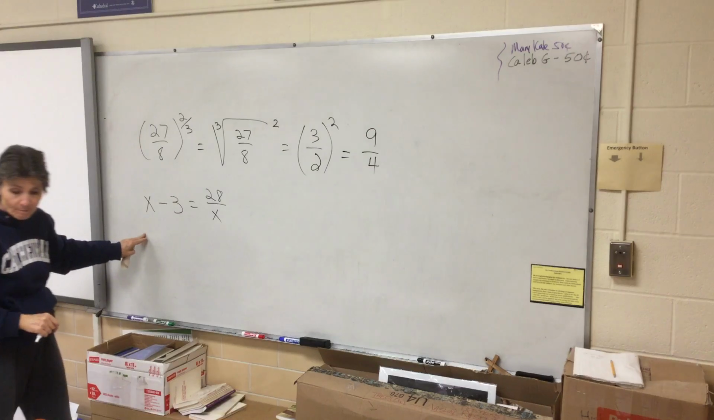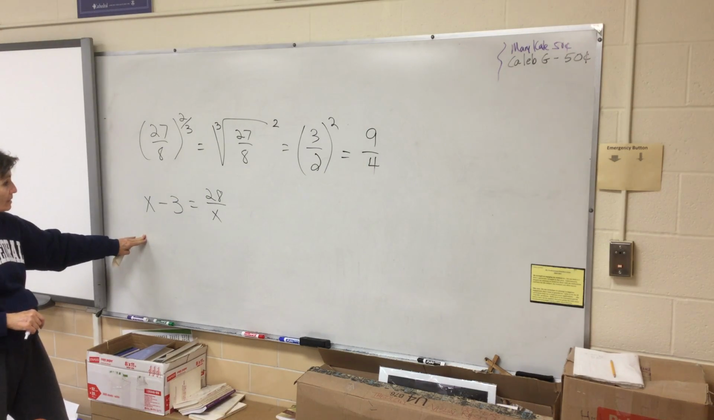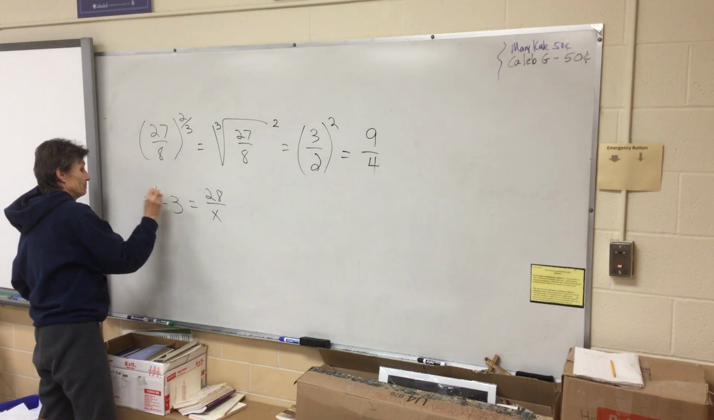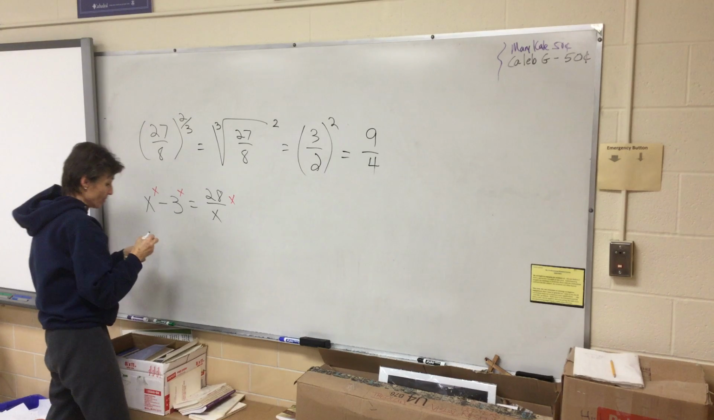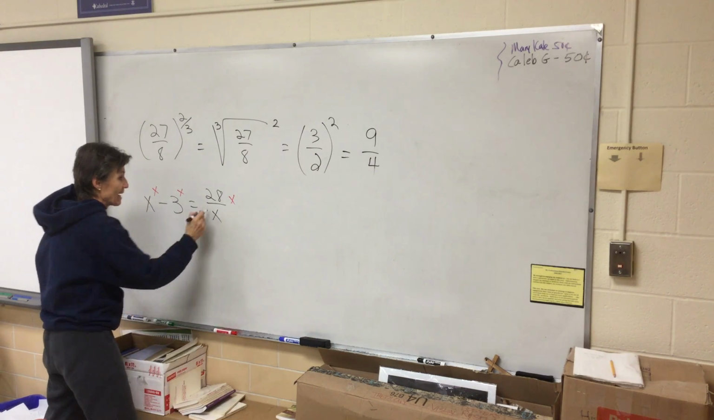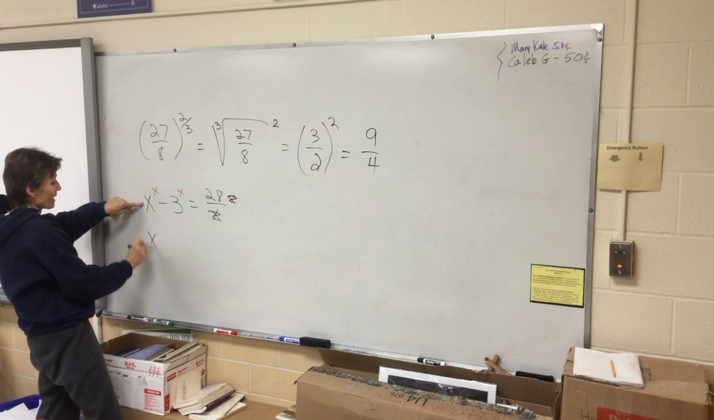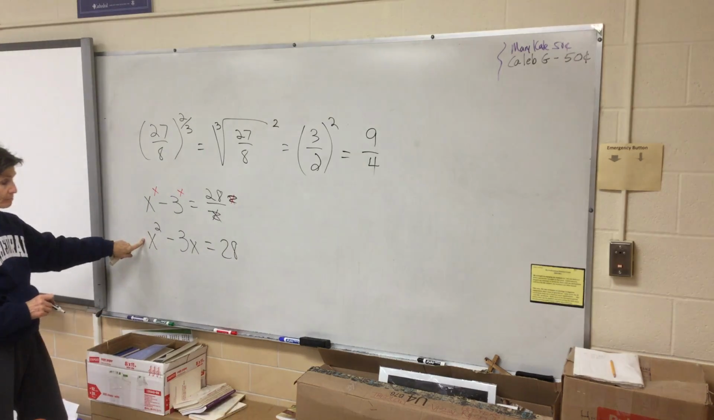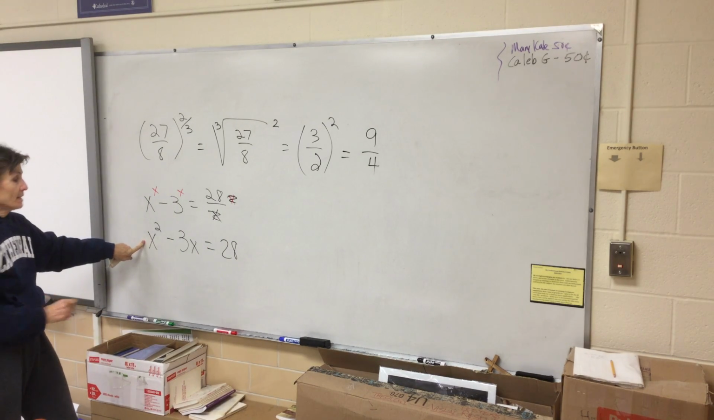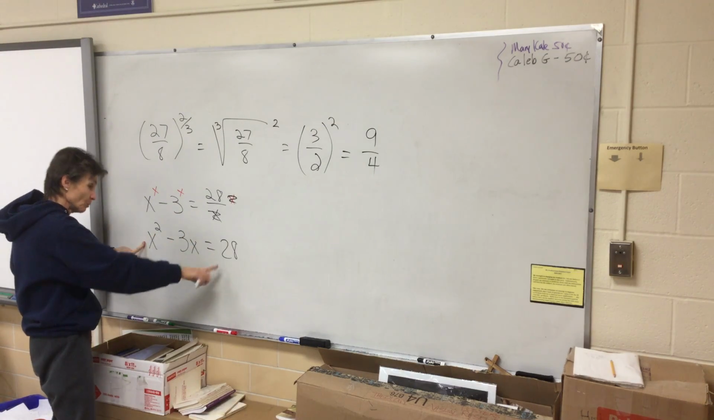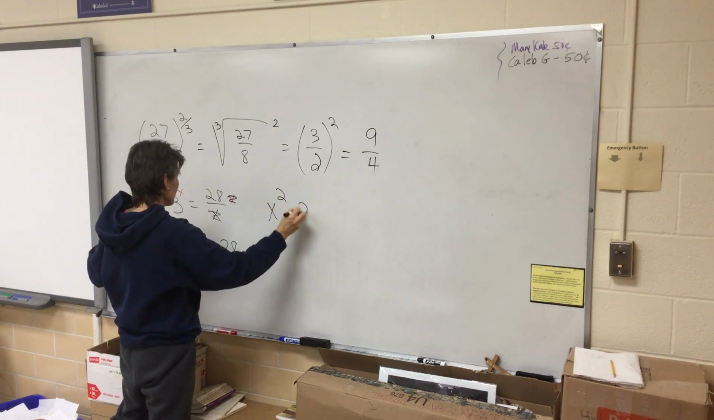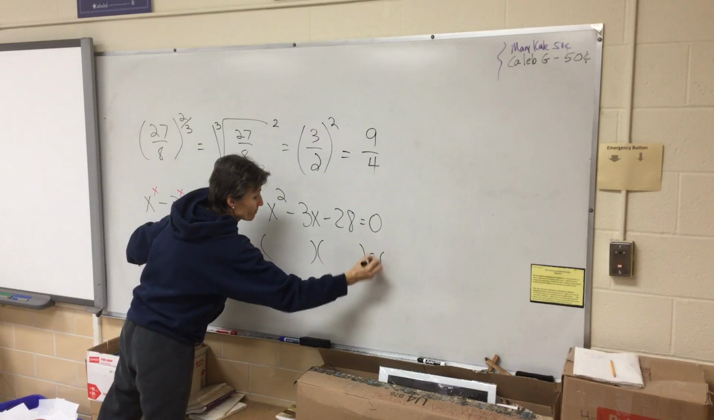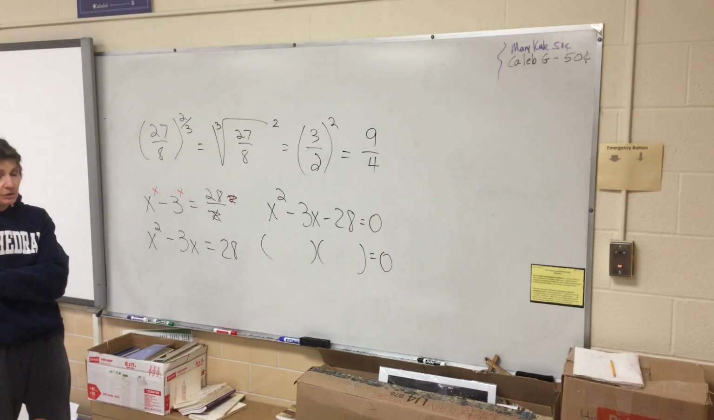The next one, number 4, says solve. So the first thing we want to do is multiply everything by x. Now, that is going to cancel this out. So you have x squared minus 3x equals 28. Now we'll get a 0. It's a quadratic equation. We'll get a 0. So we have x squared minus 3x minus 28. And then we're going to factor.